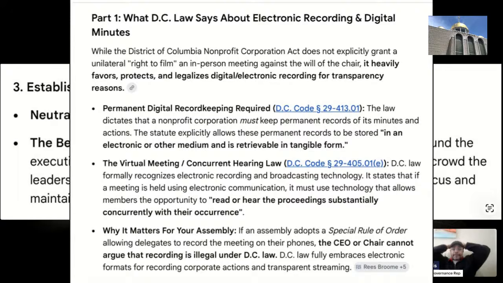The virtual meeting, concurrent hearing law. DC law formally recognizes electronic recording and broadcasting technology. It states that if a meeting is held using electronic communication, it must use technology that allows members the opportunity to read or hear the proceedings substantially concurrently with their occurrence.